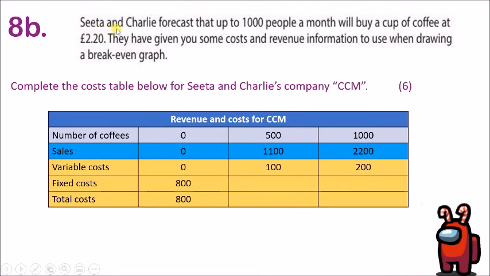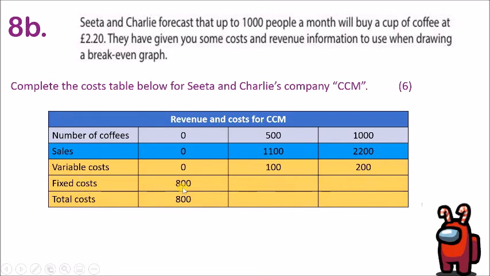Question 8b. Sita and Charlie forecast that up to 1,000 people a month will buy a cup of coffee at £2.20. They've given you some costs and revenue information to use when drawing a break-even graph. Your first job is to complete the table. Now, a lot of the information was on the 8a slide, on the last slide, but if you look at the table, it's actually quite straightforward.